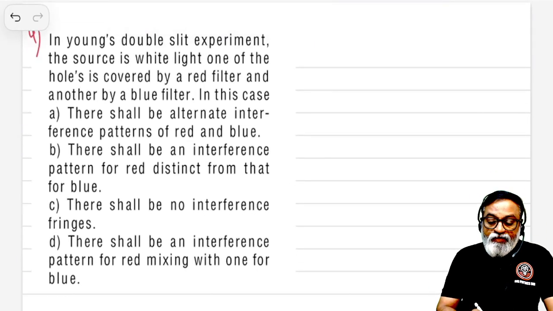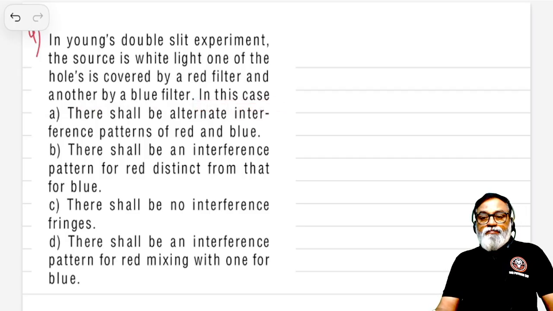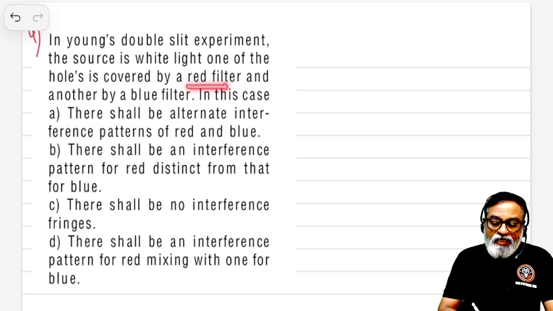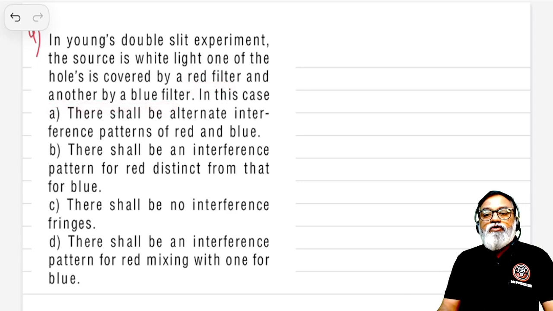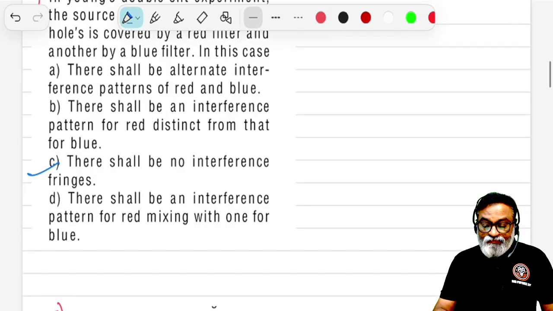See here. In Young's double slit experiment, the source is white light. One of the holes is covered by a red filter and another by a blue filter. To observe a fringe pattern, the waves coming from the two slits must have the same frequency. But here one is covered with a red filter and the other with a blue filter, so the two waves have different wavelengths. Here we do not observe any interference pattern. Therefore, answer C, there shall be no interference fringes.